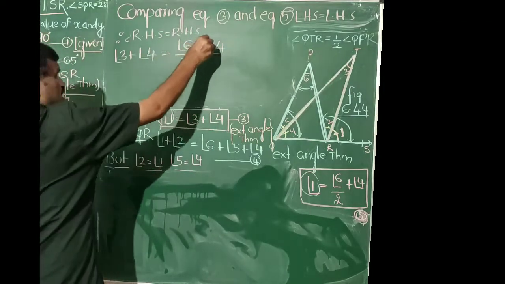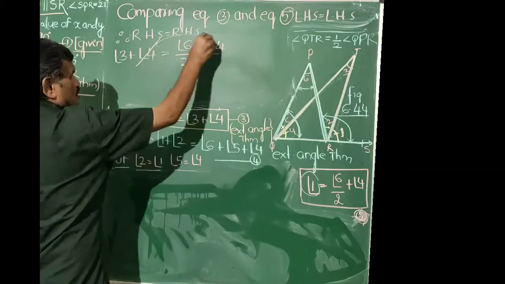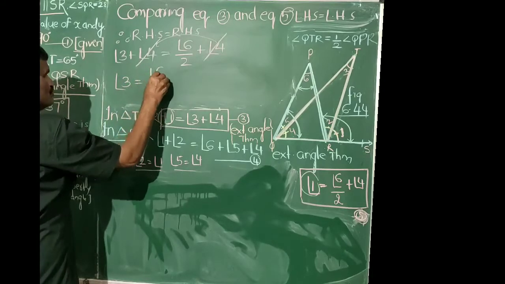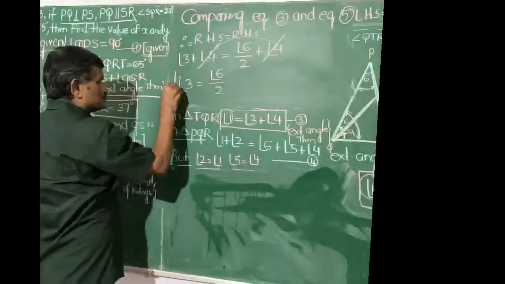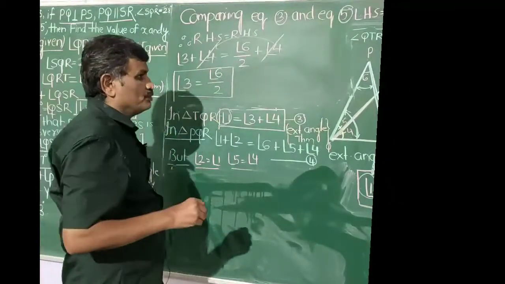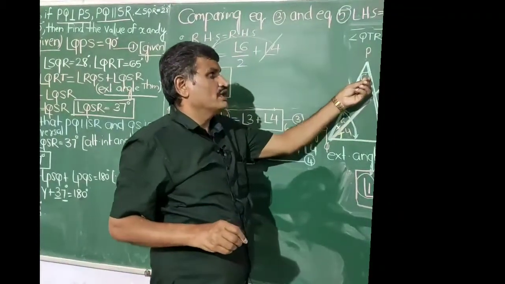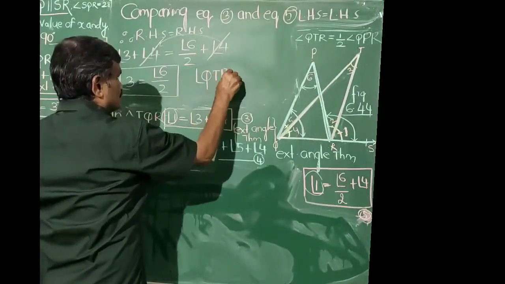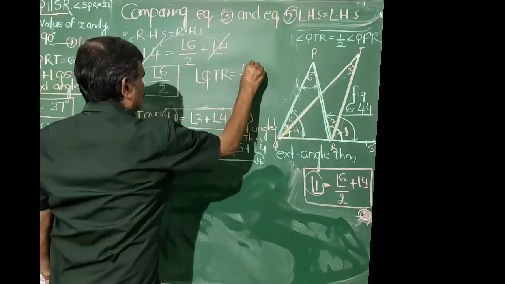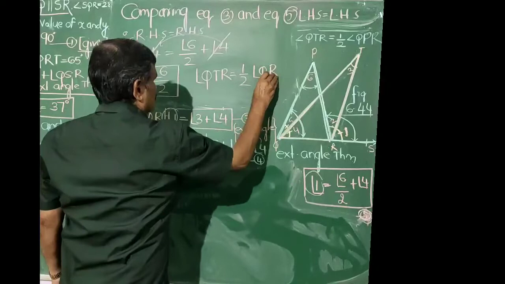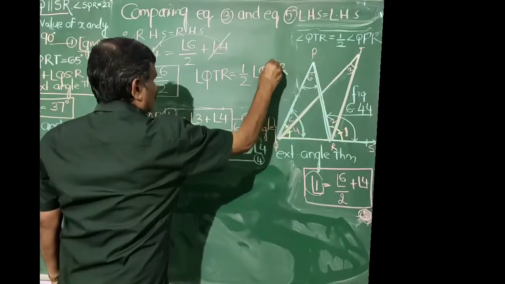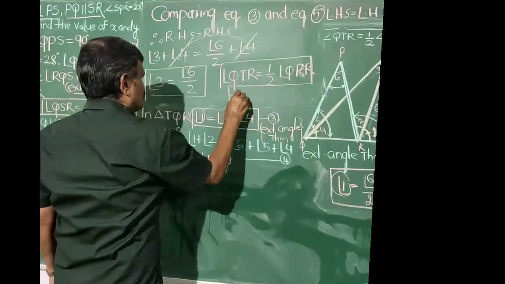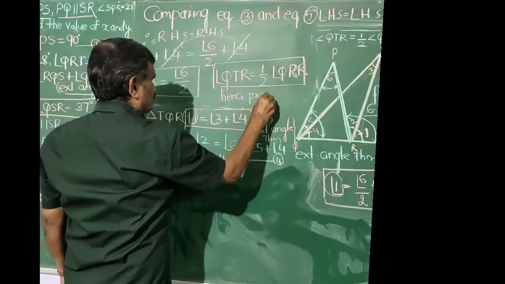Now you see, if I transpose this angle 4 towards the left side, then it will get cancelled. So what I finally get is angle 3 is equal to angle 6 divided by 2. And see, this is what we are supposed to prove. Angle 3 is equal to half of angle 6. So that means angle QTR is equal to half into angle QPR, and this is what we are supposed to prove. Hence I have proved it.